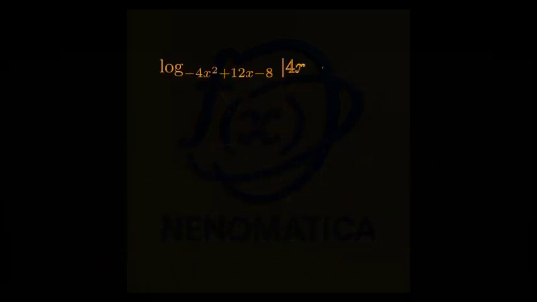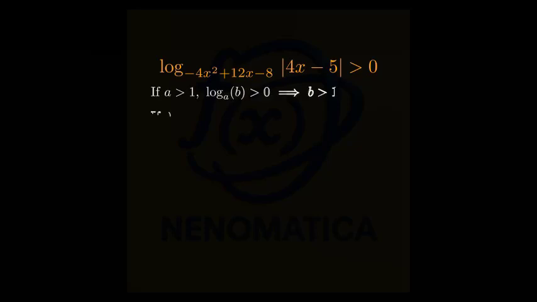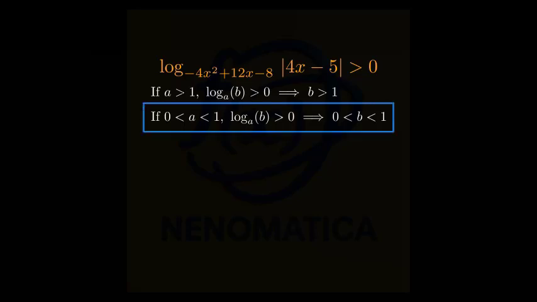The problem is, log base negative 4x squared plus 12x minus 8 of absolute value 4x minus 5 is greater than 0. To analyze a logarithmic inequality, we split by the base. If the base is greater than 1, then log base a of b greater than 0 means b is greater than 1. If 0 is less than a and a is less than 1, then log base a of b greater than 0 means b is between 0 and 1. Also remember, a must be positive and a cannot equal 1. The argument, absolute value of 4x minus 5, must be strictly positive.